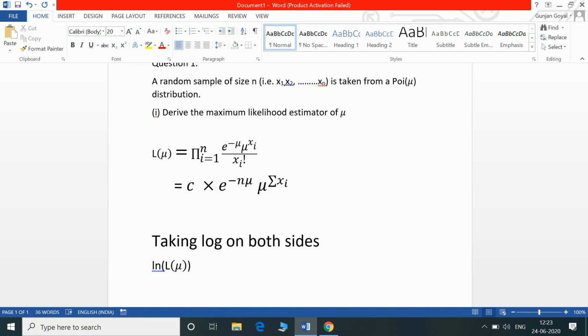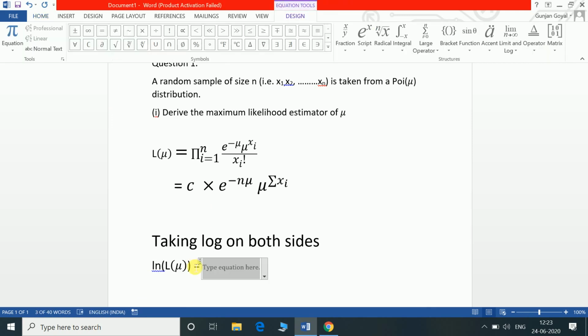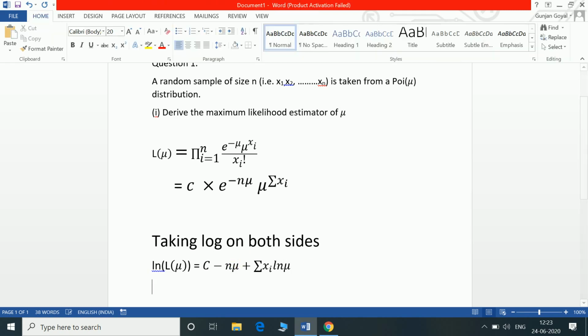ln of L(mu), and then I'll insert my equation. My equation is c, which is the constant, minus n mu. So I'll write n backslash mu, that gives me n mu, plus summation of xi. So backslash sum x underscore i. Okay, and then I write ln mu again. So this gives me the log likelihood.